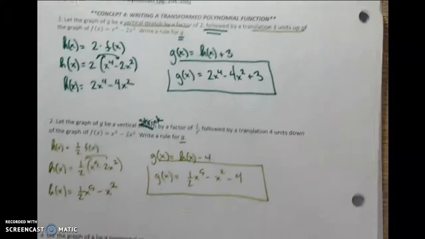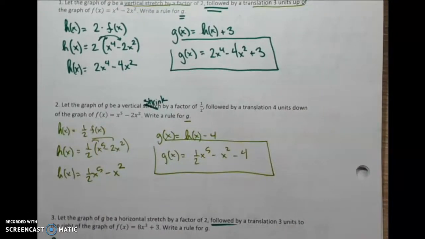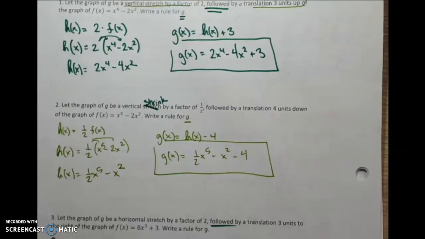Okay, here we go. Number 2, right there. G of x equals 1/2 x to the 5th power minus x squared minus 4. Pause again if you need more time. Let's go ahead and do number 3.